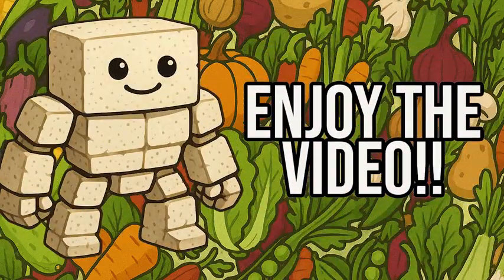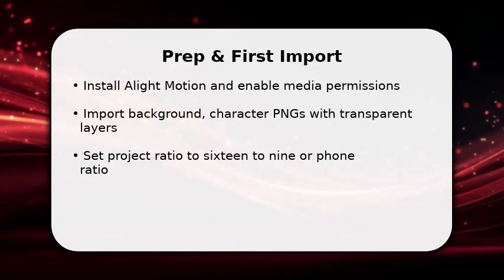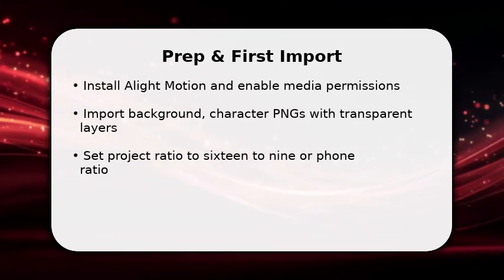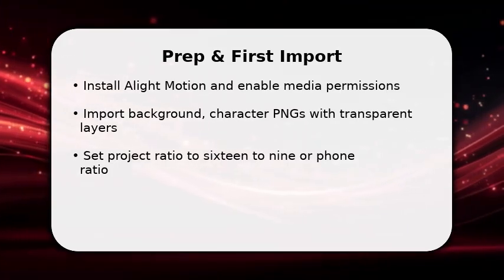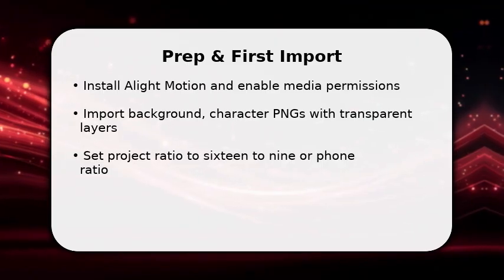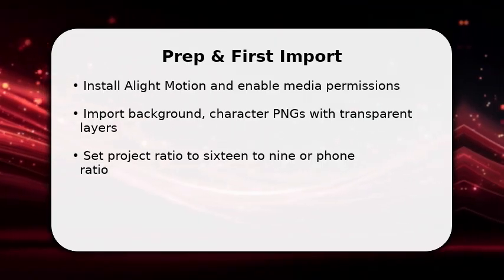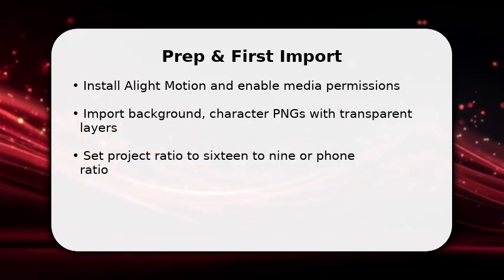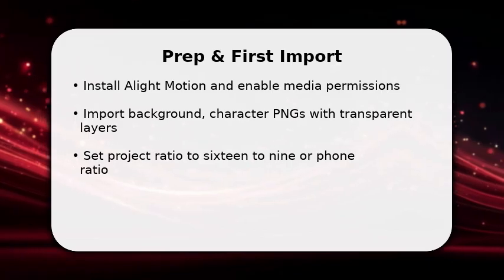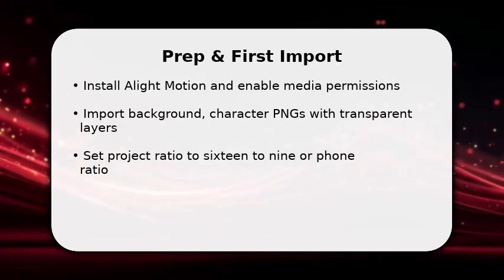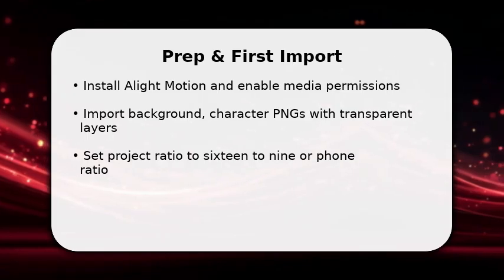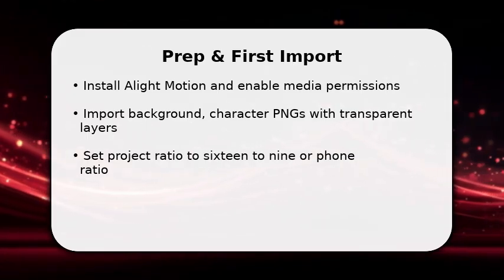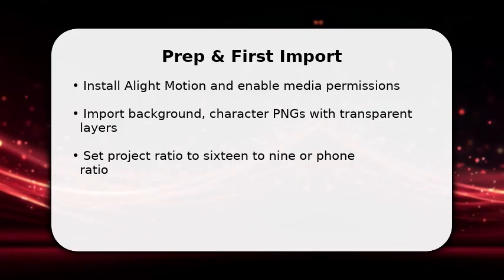Please enjoy the video. Start by importing your background and PNG Gacha sprites into a new project. You want layers ready to animate. You should set the canvas ratio to 16:9 or your target phone ratio so framing is final from the start. Once done, lock the background layer and arrange character layers in order of depth. This prevents accidental moves. You're now ready to add motion keyframes to each character.